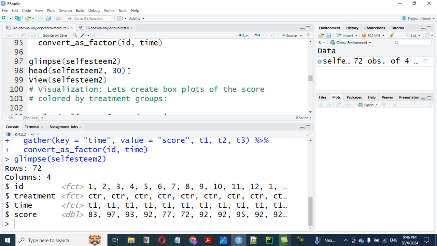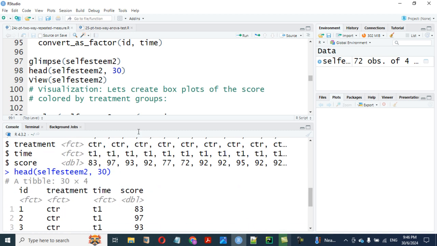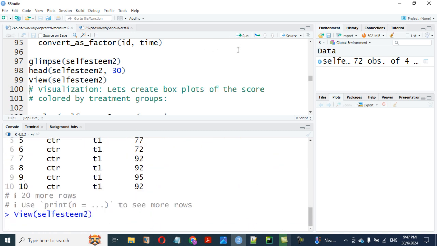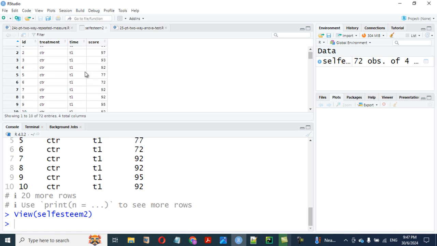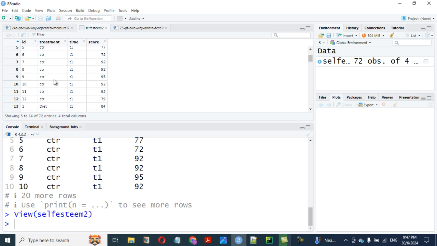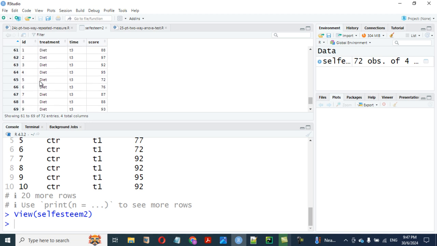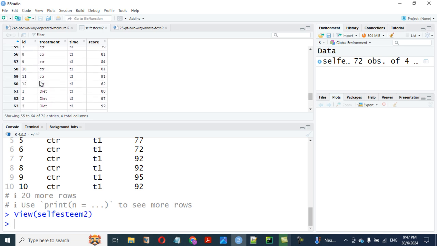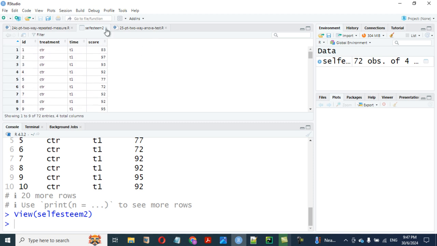So let's view it here. We have a treatment, we have time, we have score. When you scroll down, you can see this was the first set, 1 to 12, the first person. Then the second person, again 1 to 12. You can see the third person, again 1 to 12. So that is how the results are structured.